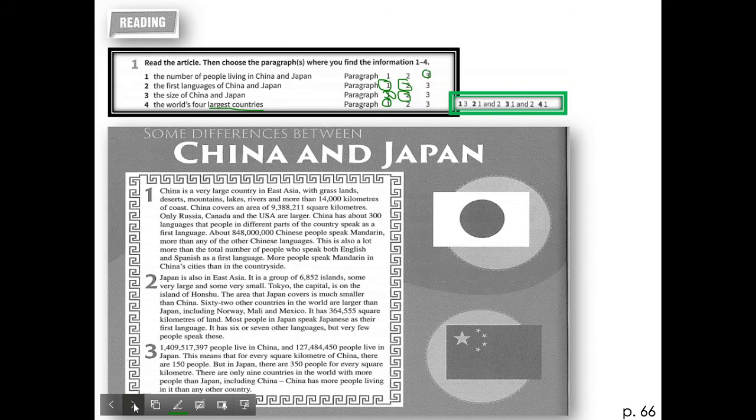Okay, so now we have gone through the text and found the information. Let's answer the questions. Still on page 66, read the text again and match the sentence halves. First one, 14,000 kilometers is the length of G, Chinese coast. The coast means where the land touches the sea. So the length of the coast in China is about 14,000 kilometers. Number 2, China is smaller than C, 3 other countries. It's mentioned in the text that Russia, Canada, and USA.